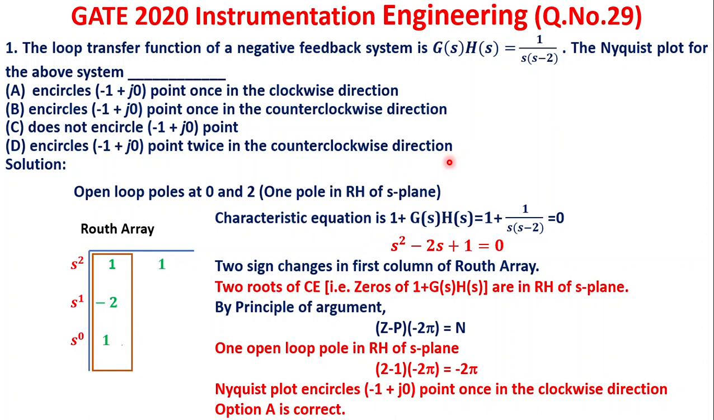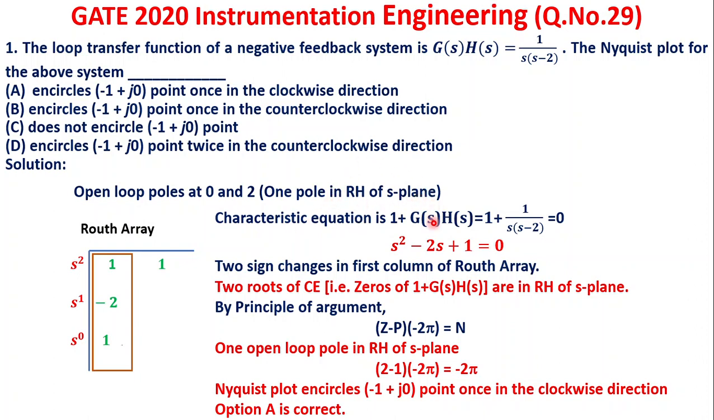That's all. So it is not that you have to do the problem only with the magnitude, phase angle and then encirclement approach. Even we can do it with the Routh stability criterion that we have seen in the previous modules also. So the open loop poles are at 0 and 2. So one pole in right half of s plane.